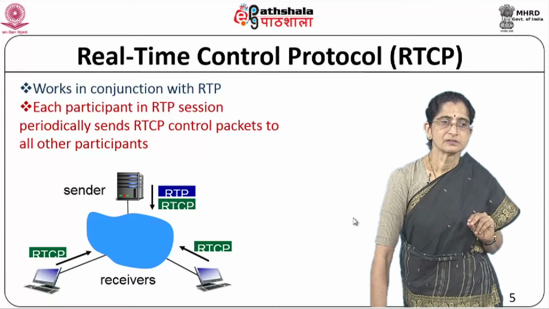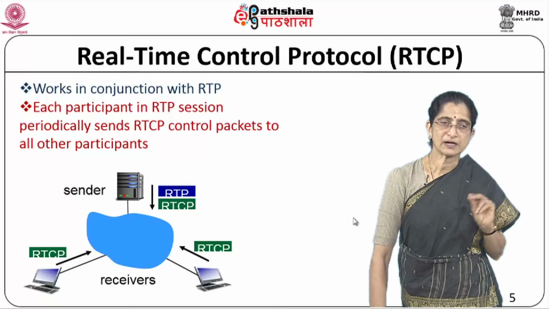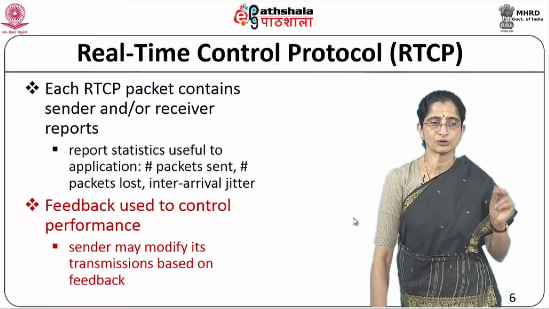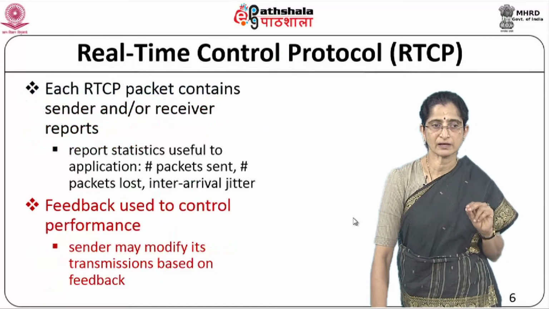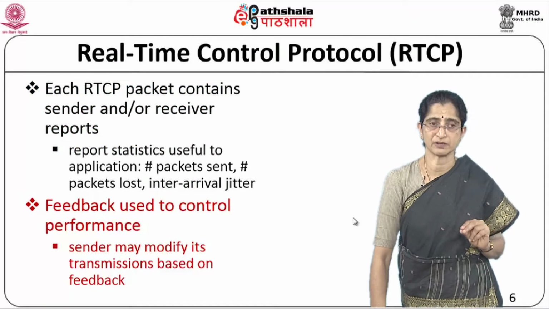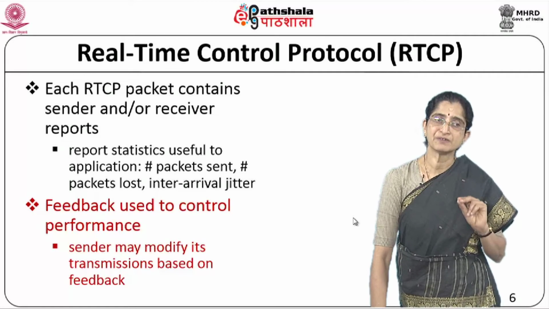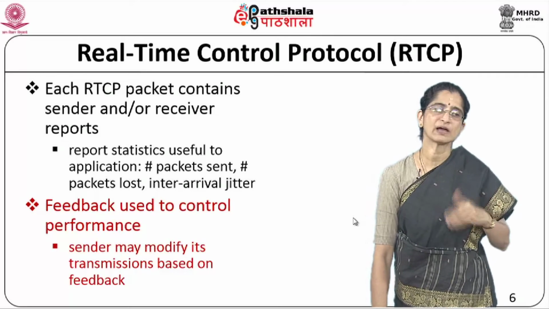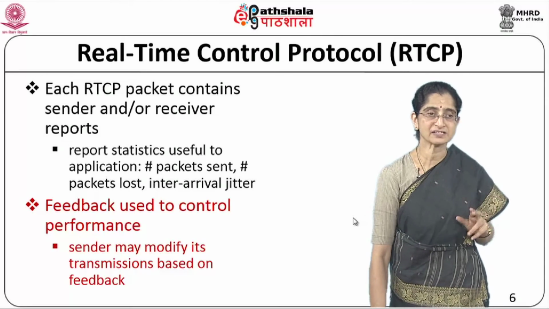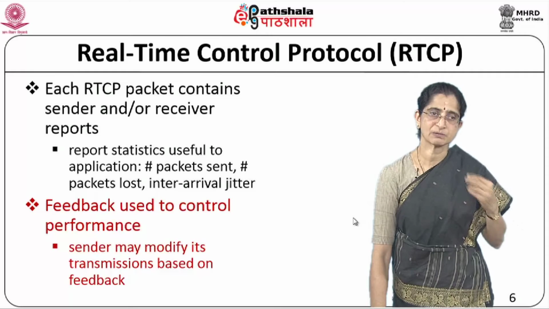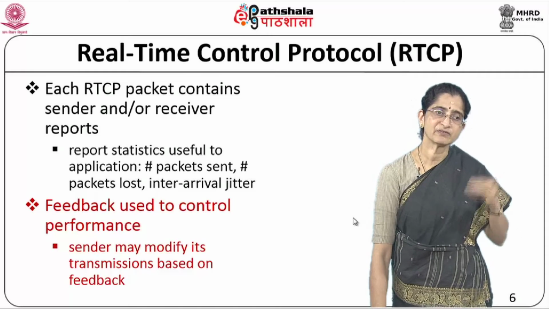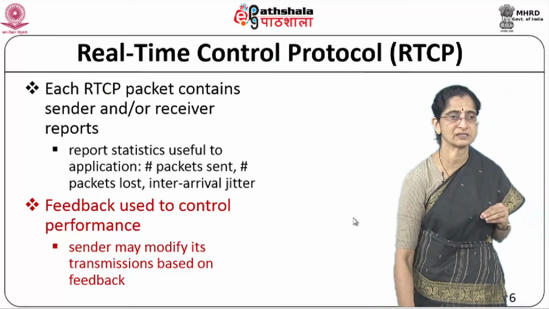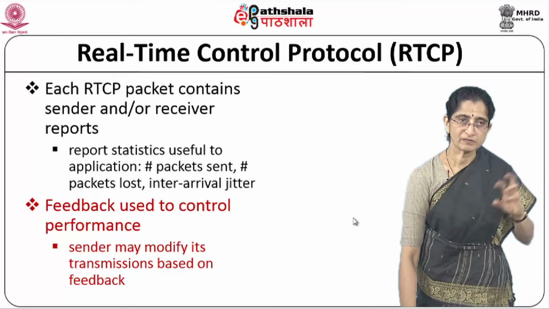As part of the RTCP protocol, every RTCP packet will contain what are called sender and/or receiver reports. What we mean by and/or is that if it is a receiver sending a report, it will have only the receiver report. If it is a sender sending a report, the sender will give information about the data it is sending plus information about the data that it has received from other senders. That is the idea that we use here. We will see this in detail.